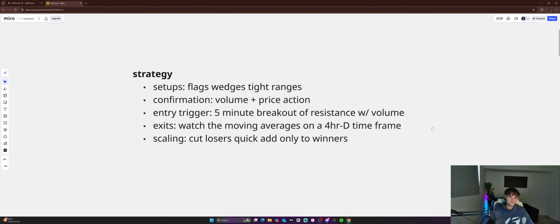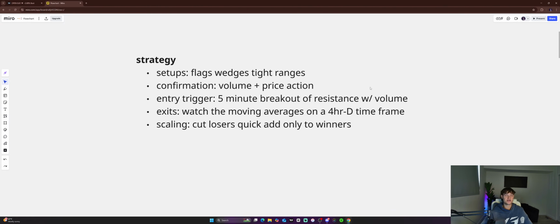Now for exits, when you're in a trade and you are in profits, 20, 30, 50, 100%, what is your exit going to be? A lot of people end up giving away profits. You know what I mean? They don't know how to exit properly. An exit strategy is just as important as an entry strategy.